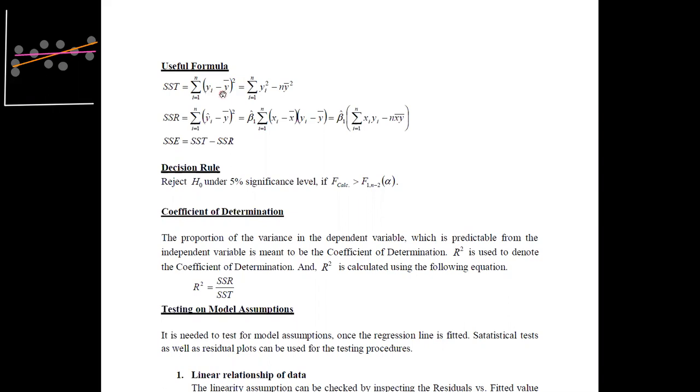Therefore, if you simplify this equation, you can end up with the calculation as the summation of y squared minus n y bar squared. And to identify the regression sum of squares, here we are getting the difference between the fitted values and the mean value. For the total, it is between the observed value and the mean value. Here it is between the fitted value and the mean value. But for the fitted value, we can use y i hat.